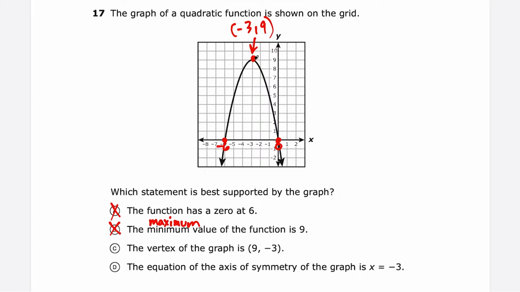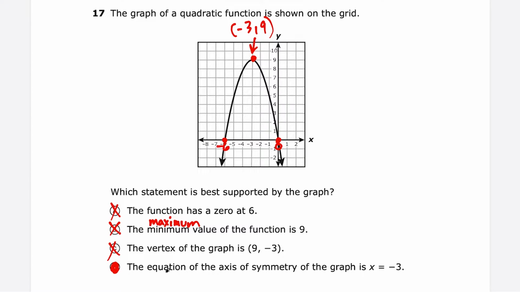If the parabola was opening this way like this, then choice B would be true, okay? Then this would be the minimum value if it was U-shaped, but this is not the case here, so choice B is out. The vertex of the graph is at 9, negative 3. No, it's at negative 3, 9. We write the x first, and then we write the y. So C is out, so just by process of elimination, it has to be choice D.